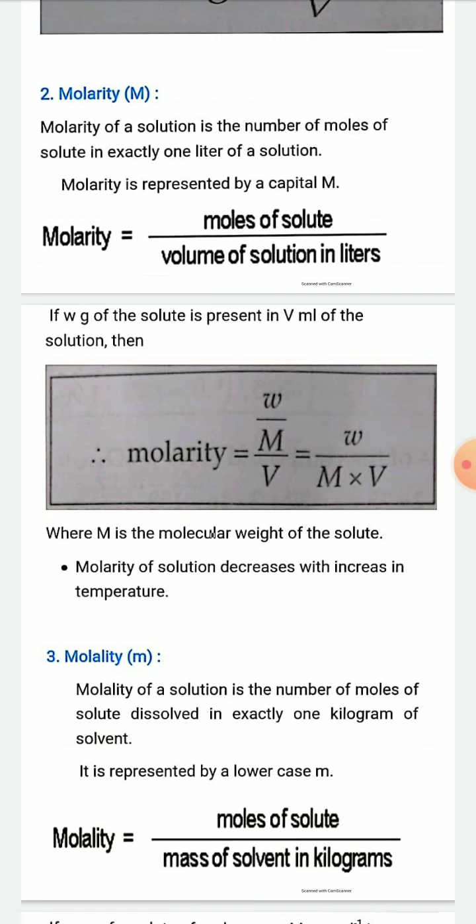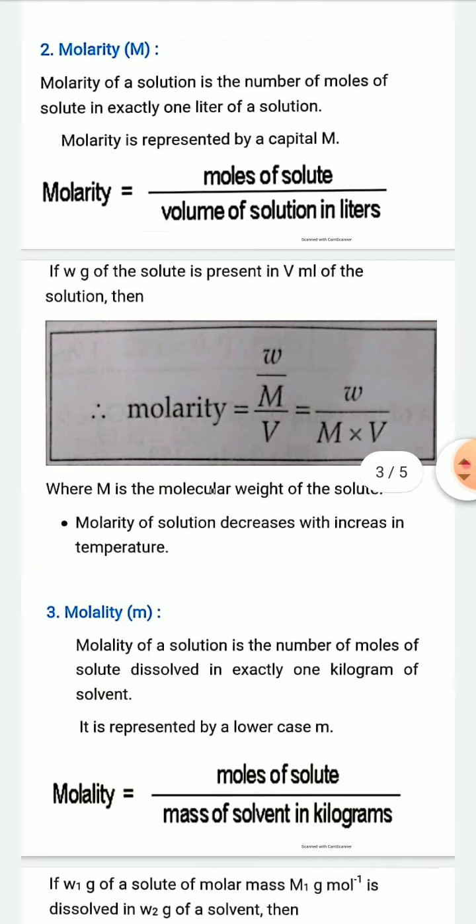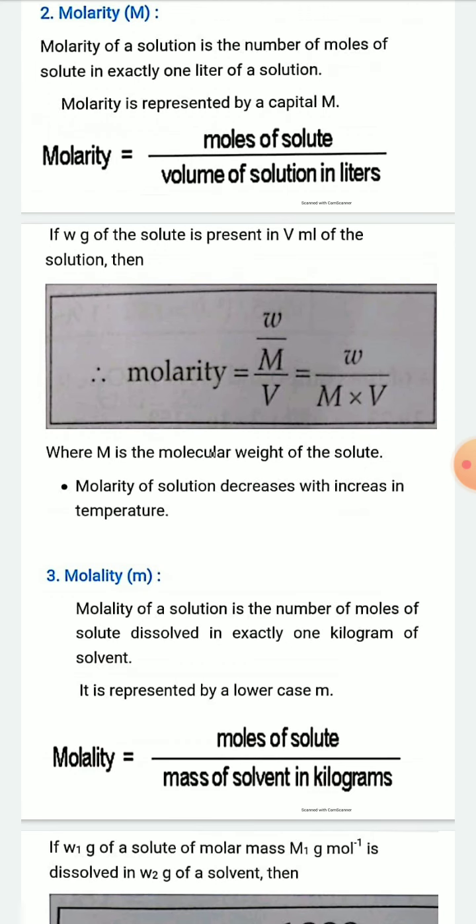So according to definition, molarity is equal to number of moles of solute divided by volume of solution in liters. Suppose W gram of solute is present in V ml of the solution. Then molarity of the solution will be W by M, where M is the molecular weight of the solute.